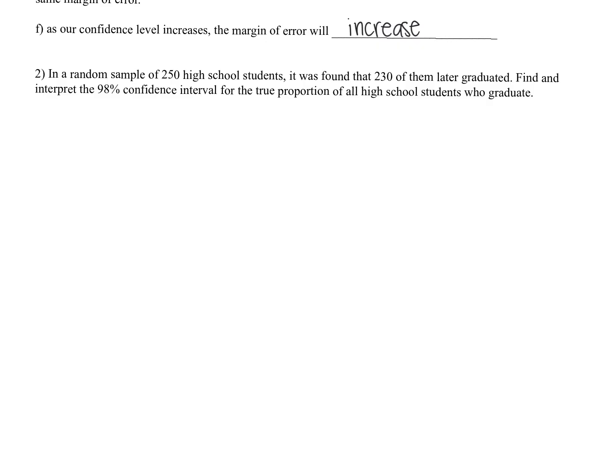So in a random sample of 250 high school students, it was found that 230 of them later graduated. Find and interpret the 98% confidence interval for the true proportion of all high school students who graduate. So the first thing we want to find is our p hat and our critical value. So p hat is your total number of successes, 230, over your sample size, 250. And that's going to give us 0.92.